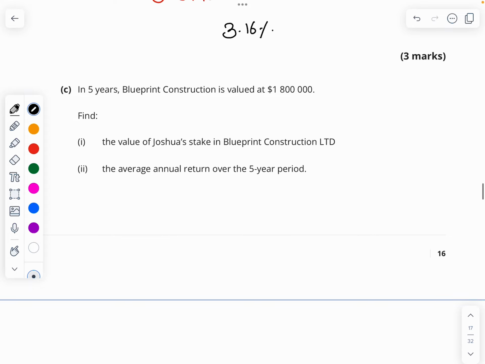In 5 years, Blueprint Construction is valued at 1.8 million. Find the value of Joshua's stake in the Blue Construction Limited. So though the company value has become this, he has invested only for 55%, so it will be just 55% of the value. It will be 990,000.